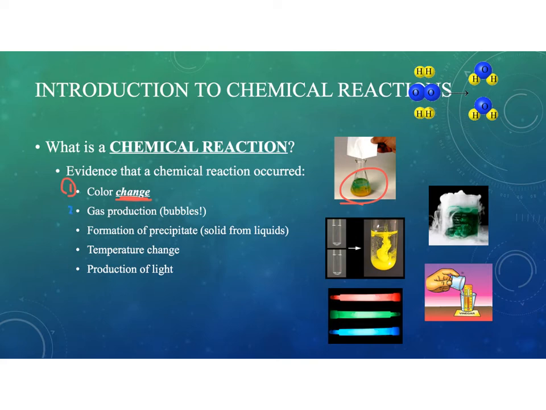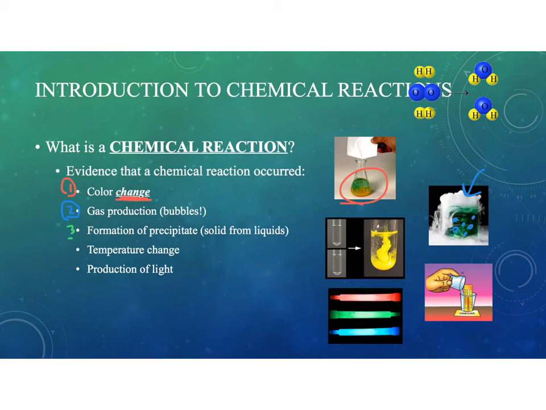Number 2, gas production. Gas production means bubbles, right? So we have gas coming out from our substances. A lot of times you'll see little bubbles forming on a certain substance, or coming out almost like it's boiling in a sense. But boiling is a phase change, not a chemical reaction, so there is a bit of difference there. But in any case, if you add 2 substances together and you get bubbles, it's definitely a chemical reaction.